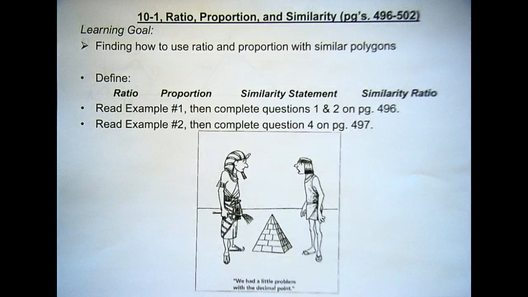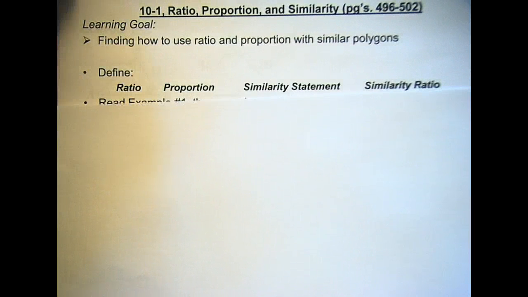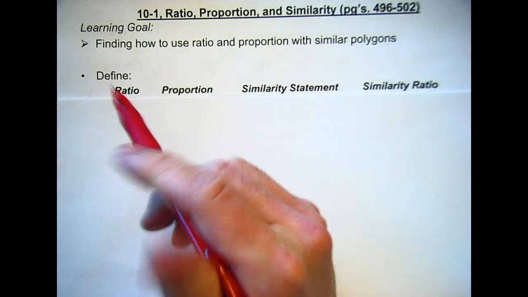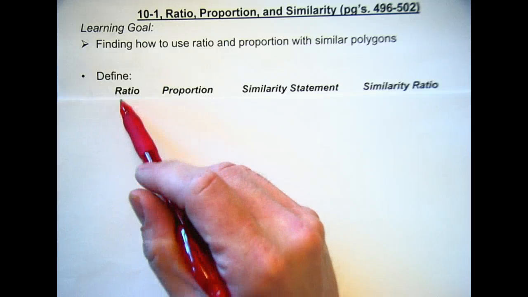Can I get your attention back up here real quick? Thank you. Hey, when you're defining ratio, remember ratio, let's go through these definitions here. Ratio is just a comparison of 2 things. Okay, and what we're going to be dealing with in this chapter and what we've dealt with before when we're dealing with ratio is comparing 2 sides.